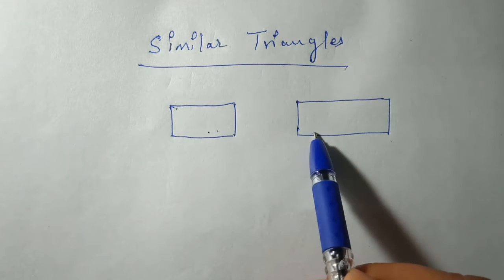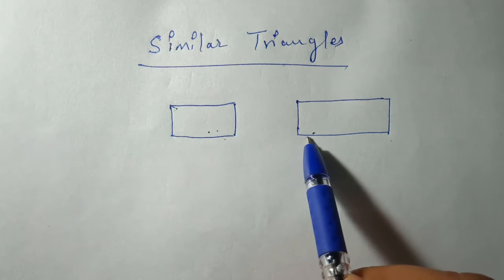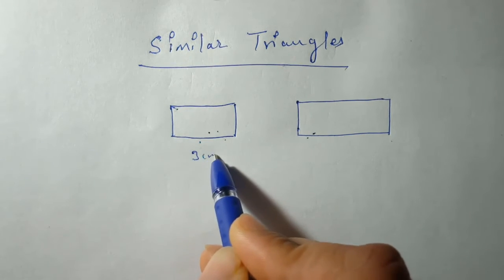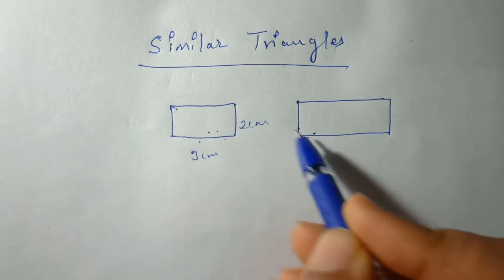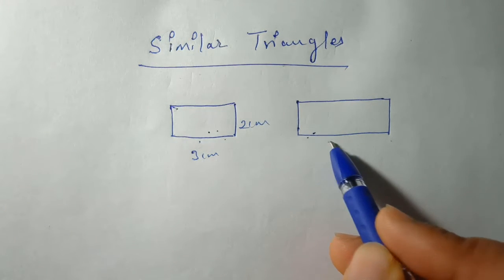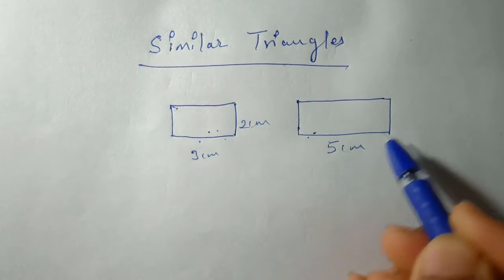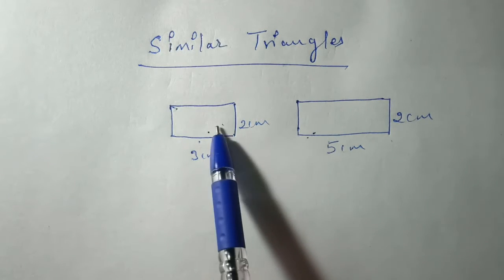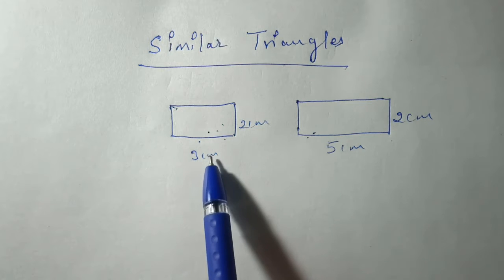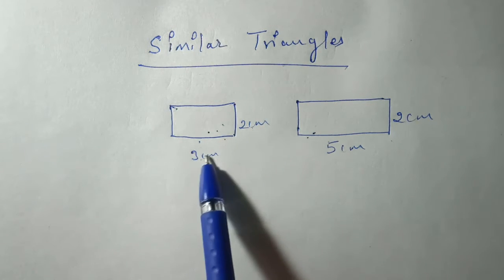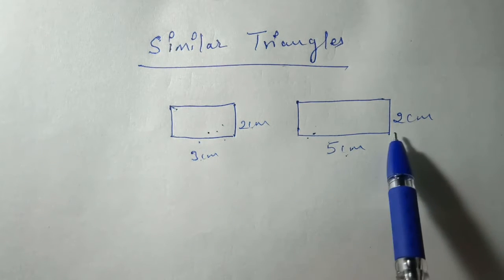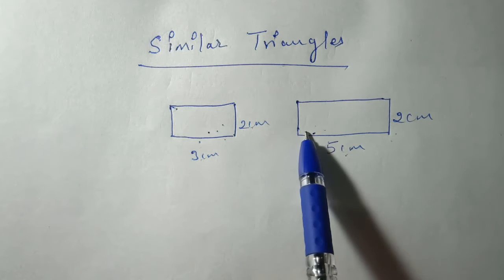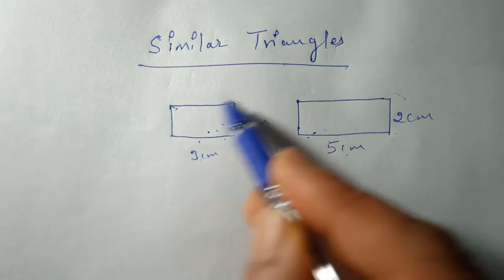So here are two polygons, both look like a rectangle. Let the size of one be 3 centimeter by 2 centimeter, and the other 5 centimeter by 2 centimeter. Since both have the same shape but different sizes, 3 by 2 and 5 by 2, they are called similar polygons. So that is about similar polygons.